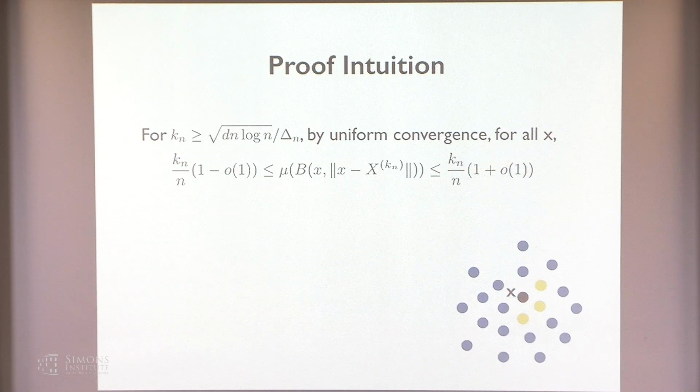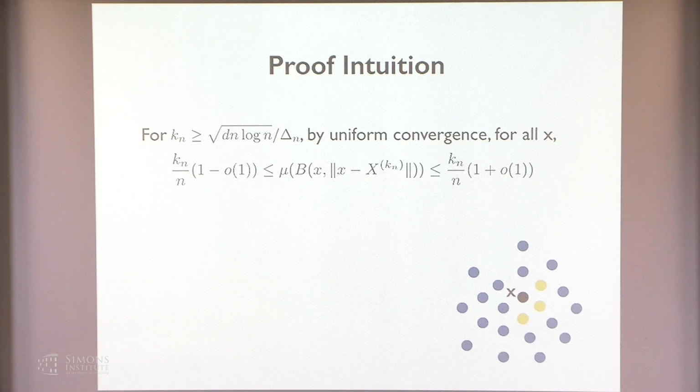Okay, so let me give you a little bit of proof intuition. Why does this kind of thing happen? The magic two words over here are uniform convergence, right? And that is where the d comes from. Those of you in the know will realize that is where the d comes from.